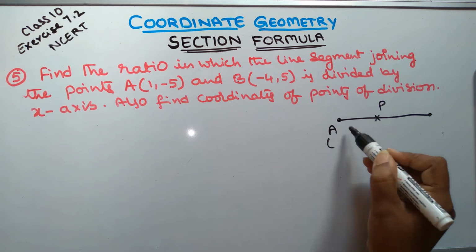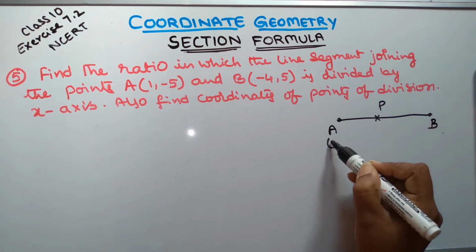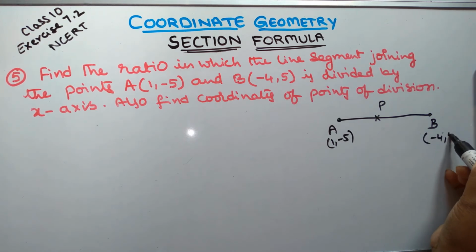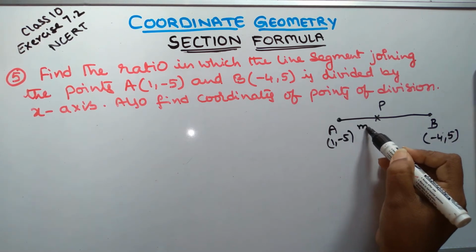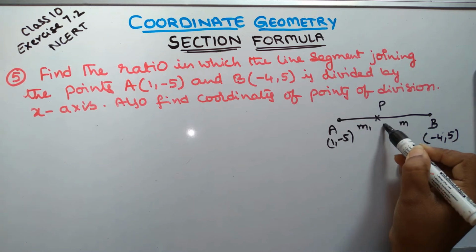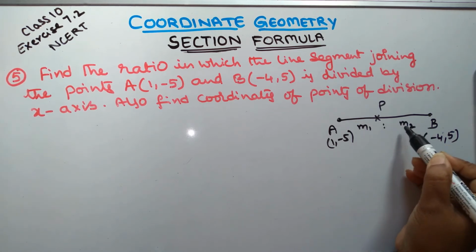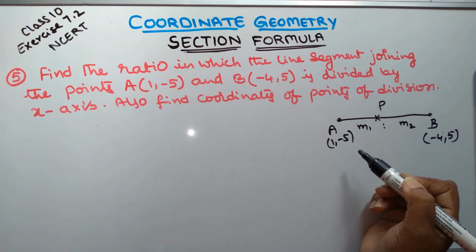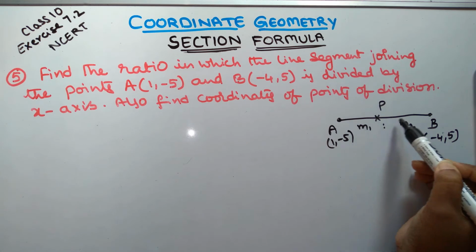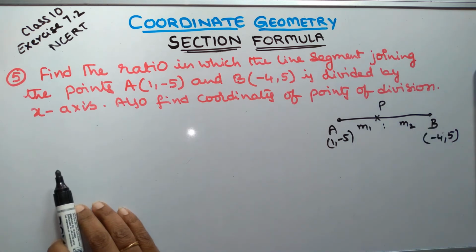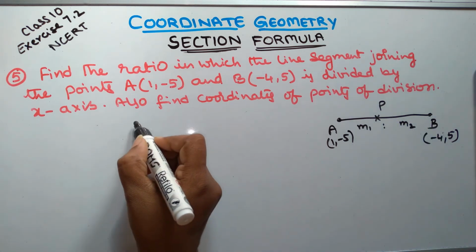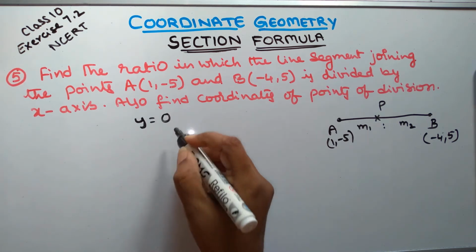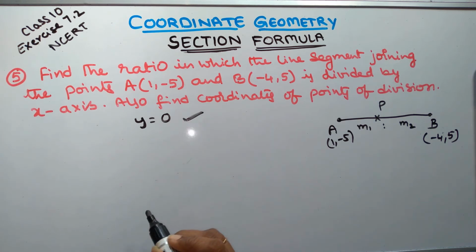So here AB is a line segment with coordinates (1, -5) and (-4, 5). Say the ratio be M1 is to M2. We need to find M1 is to M2 as well as the coordinates of point P. So here the line segment is divided by the x-axis. For the x-axis, the y coordinate is always 0. So this we have to keep in our mind.